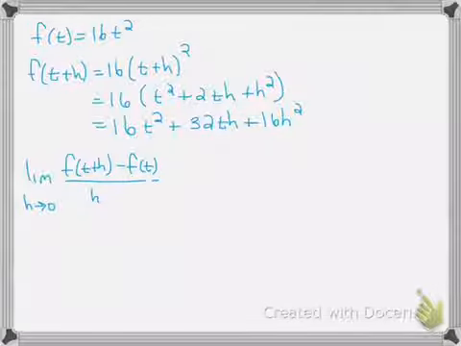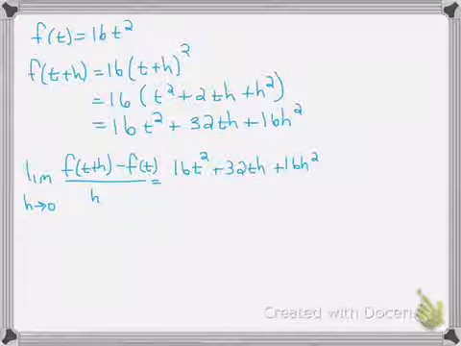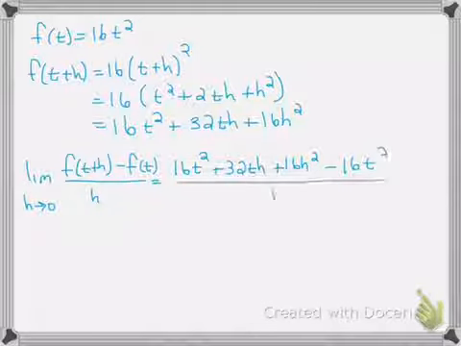So what is f of t plus h equal to? Well, that's my 16t squared plus 32th plus 16h squared. So I'm going to write that. That's my 16t squared plus 32th plus 16h squared. I'm going to subtract f of t. Well, what is f of t? That's my 16t squared. It's the change in your y values. My new y value is that long piece that I just wrote. My first y value was 16t squared. I'm going to divide that by h.